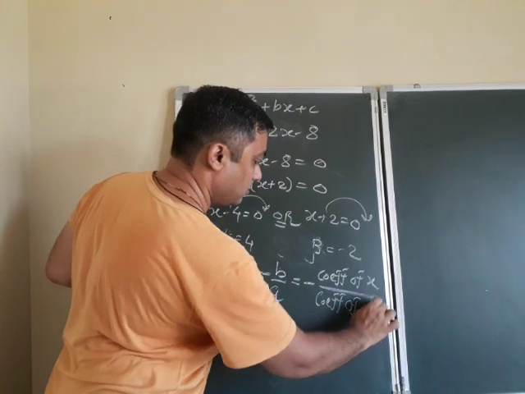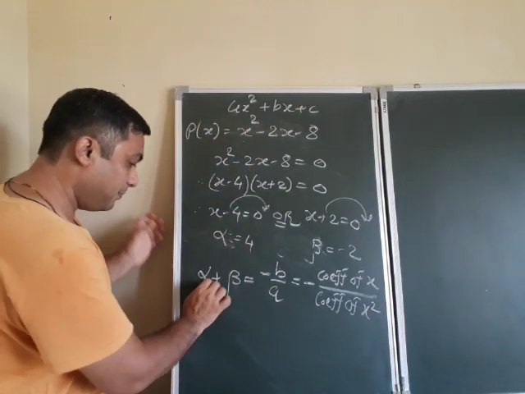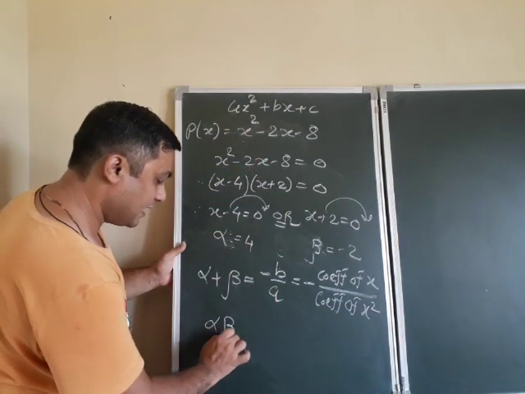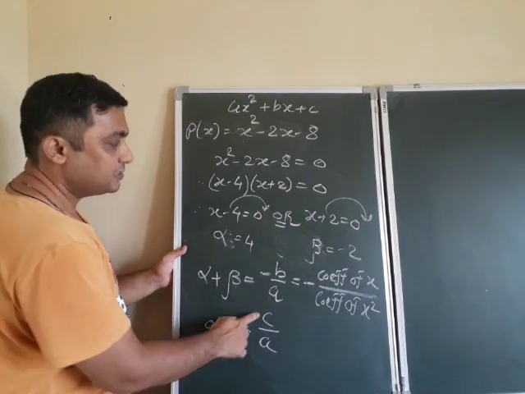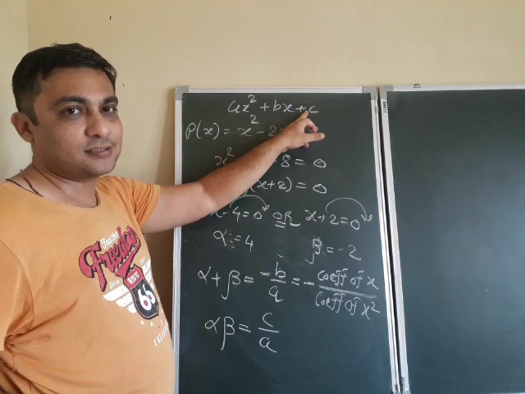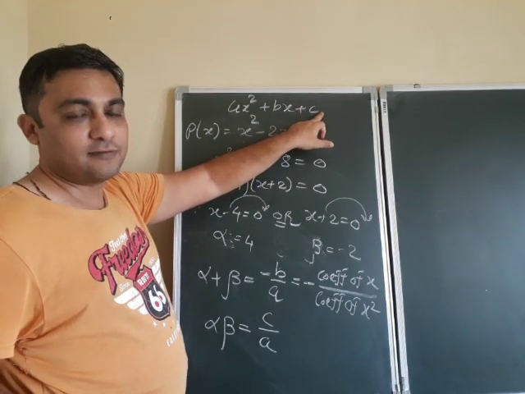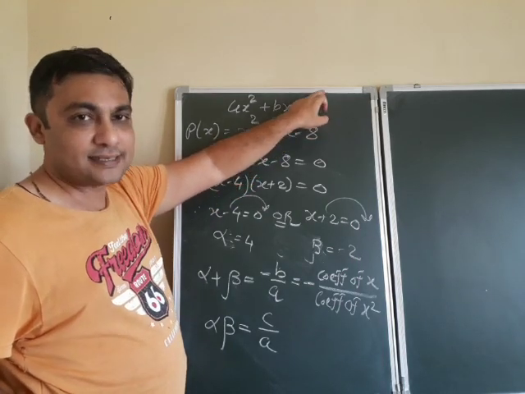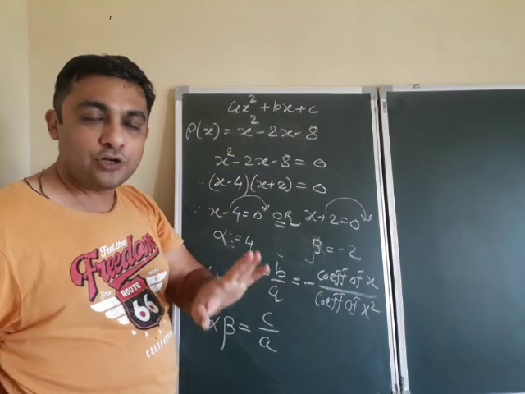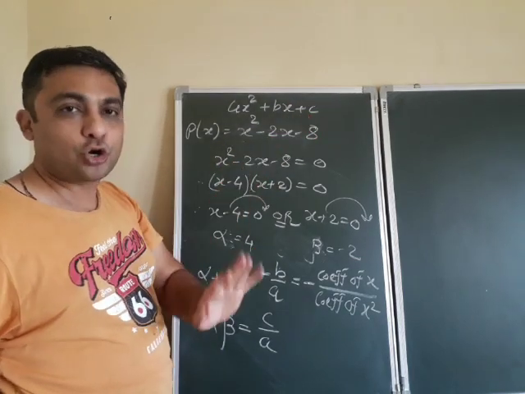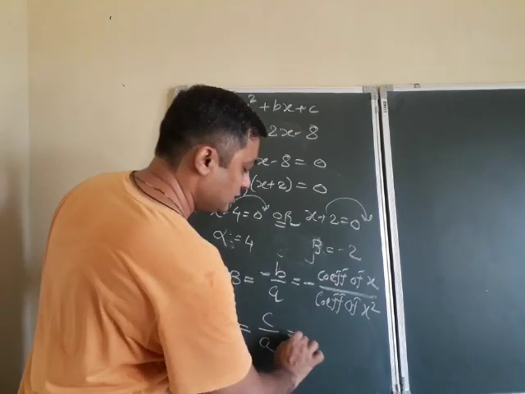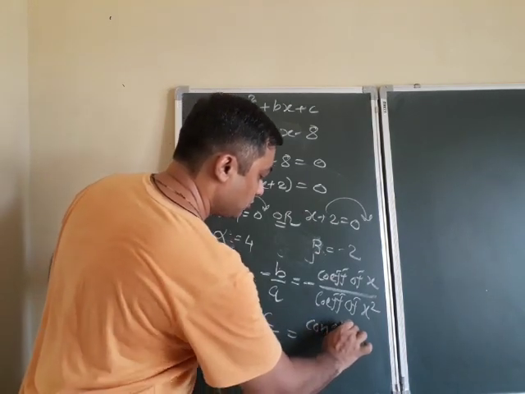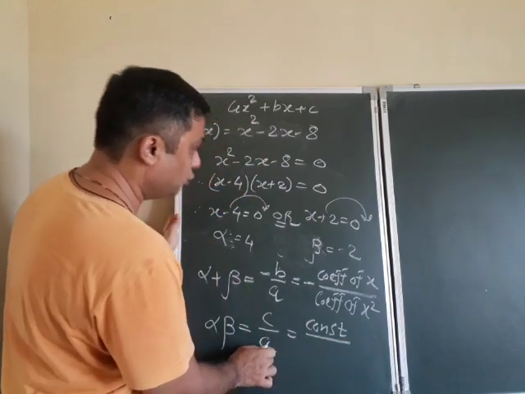Fine. And in the same way, alpha into beta. What is alpha into beta? Alpha into beta is equal to c by a. c is a pure constant because no term of x is given. Actually the term of x is there, but it is x raised to 0, and x raised to 0 is equal to 1. It means it is a pure constant, with no term of x. So this is known as a pure constant, and this is known as a.